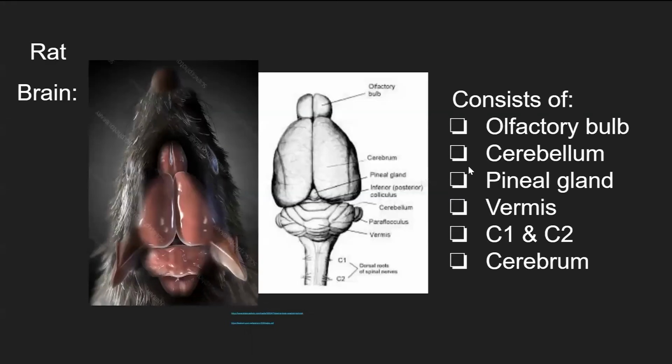One of the many parts of the nervous system is the brain. The rat's brain consists of the olfactory bulb, which is located at the top of the brain and is also the sensory area of the brain.